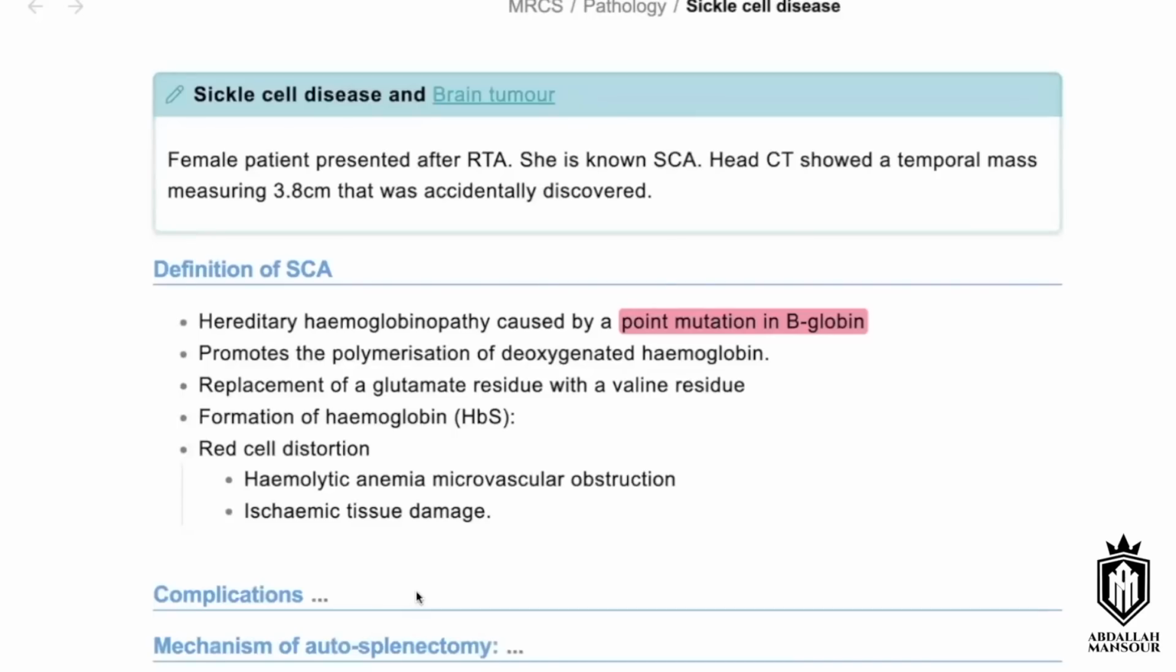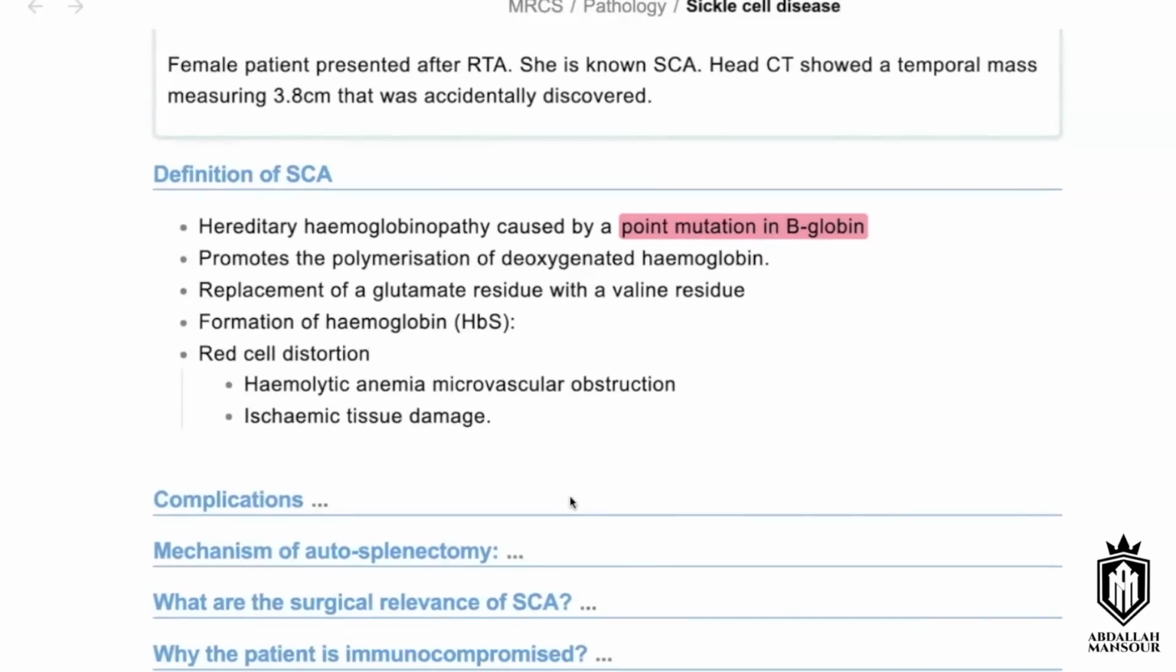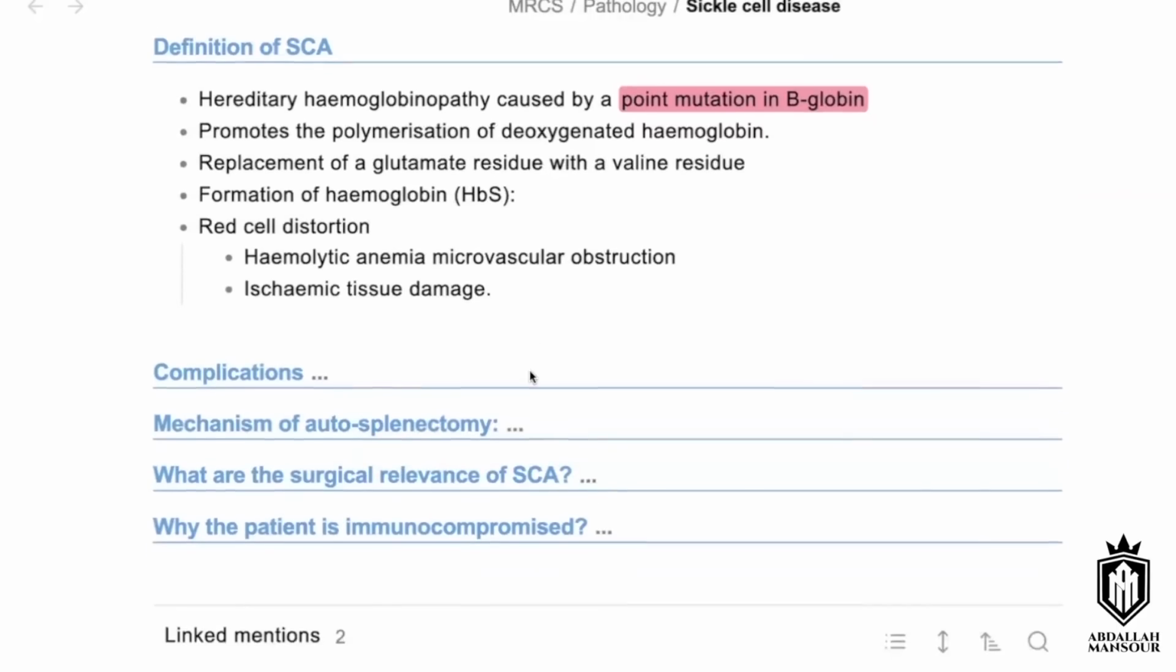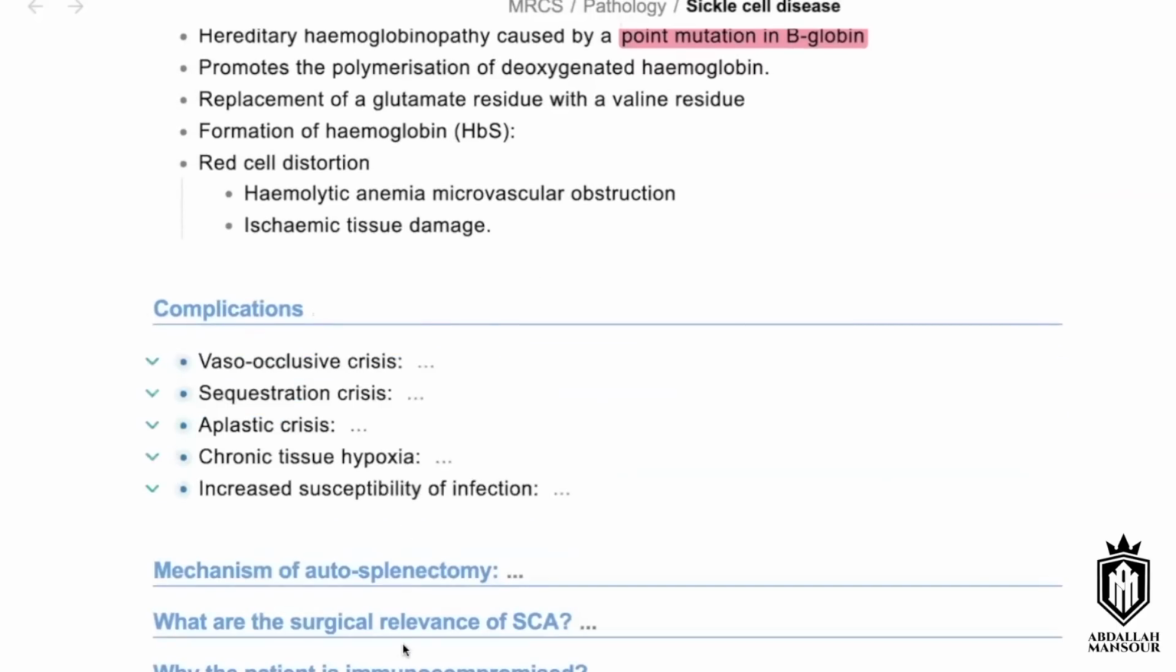There can be a vascular occlusive phenomenon. There can be an aplastic phenomenon. Then there can be chronic tissue hypoxia. Then there can also be a sequestration crisis and susceptibility to infection. Yeah, that's well done. So you have multiple crises that can happen.